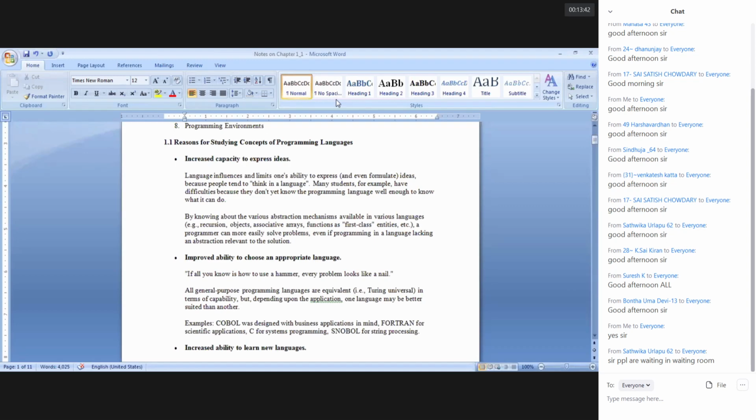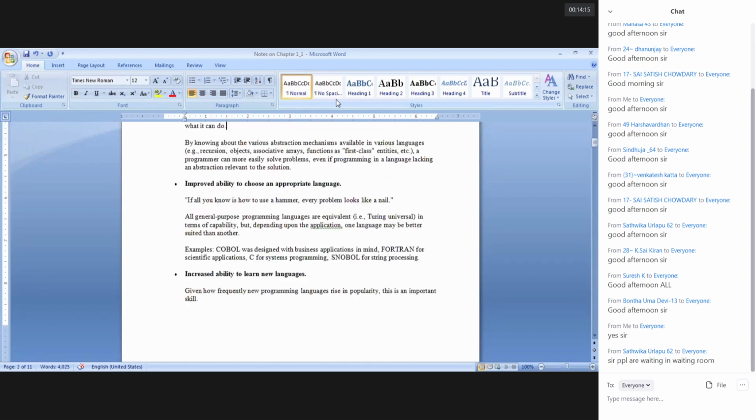You can still use the available features to get the effect of the structures, but you need to write more lines of code, because the structures are already available in some programming languages. If you know what all the features are, and which programming language has which, you can easily select an appropriate language for your application. That's the reason we have to know what is there in what language. So, improved ability to choose an appropriate language.